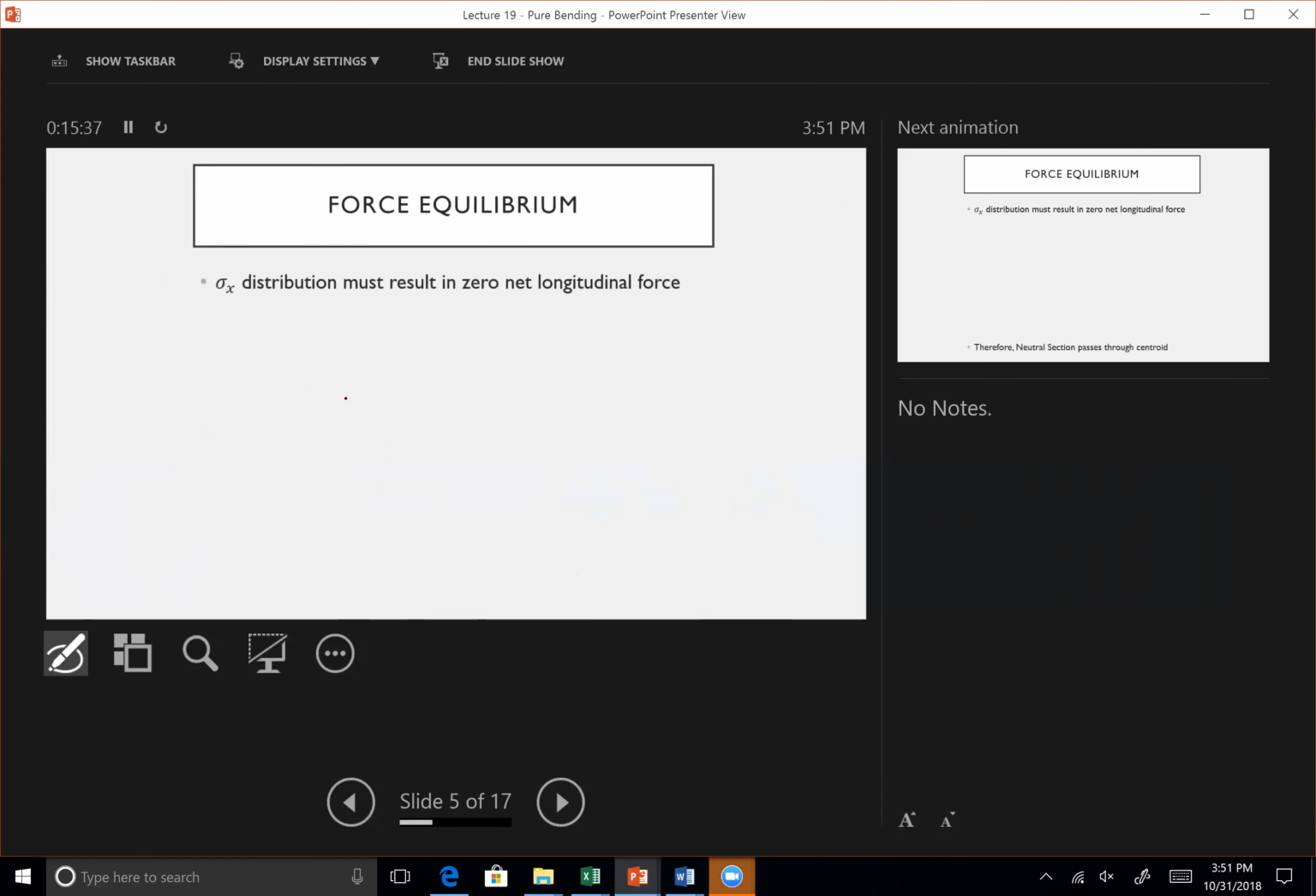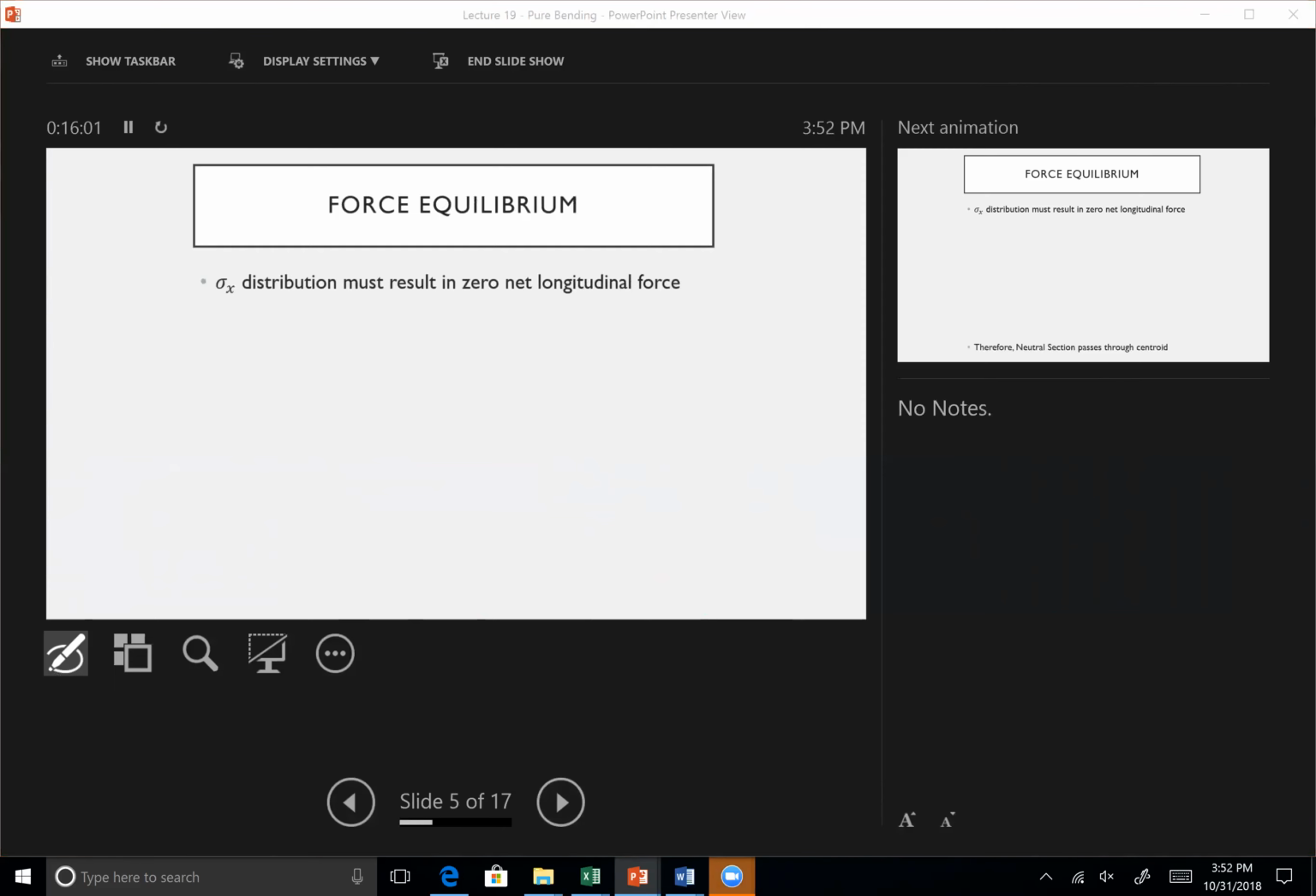Okay, so now we have force equilibrium. On the cross section, it has to be in force equilibrium, which means when we have that distribution of stress, if we were to integrate it, it needs to integrate to equal 0. So the compressive stresses are offsetting those tensile stresses so that they equal 0.